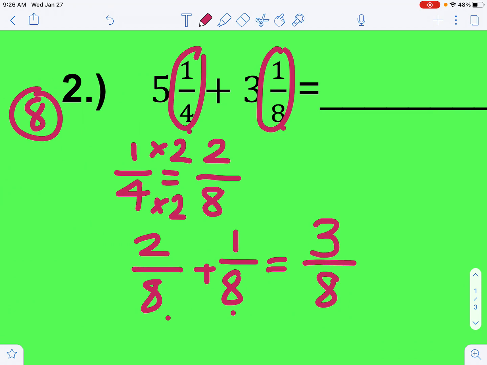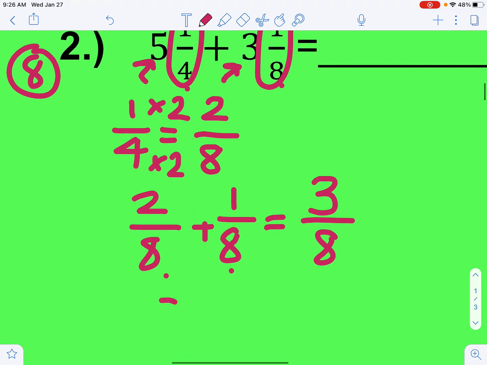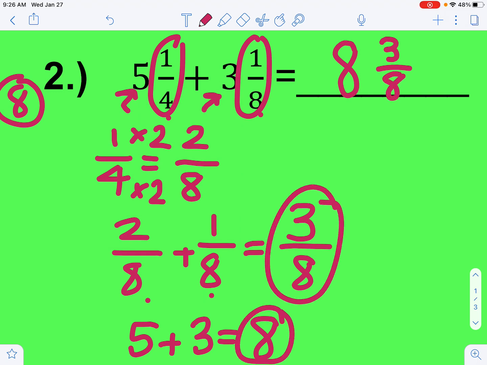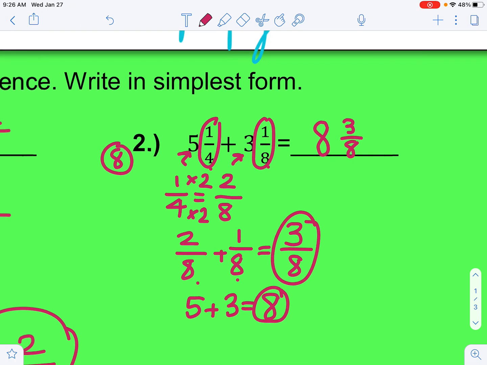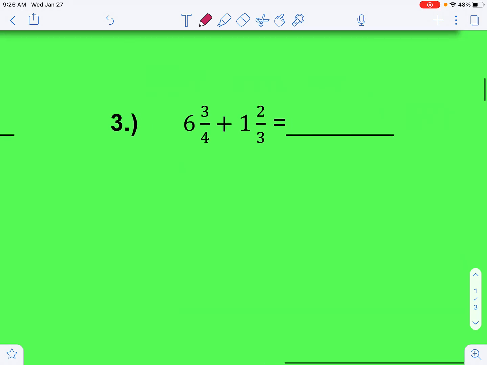Is our answer 3/8? No, because we forgot about our 5 and our 3. So we need to add our whole numbers. 5 plus 3 gives us 8. So our answer is 8 and 3/8. These two are our answer. We just have to combine them. Awesome. And we don't need to simplify 3/8 because we can't divide both those numbers by the same thing. Moving on to number 3.